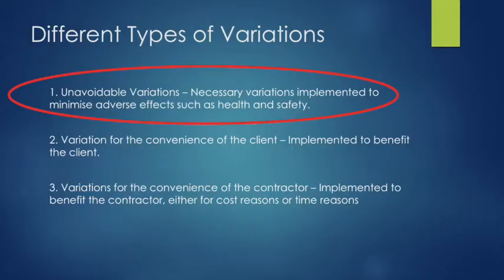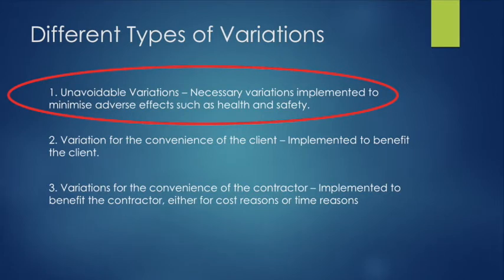Different types of variations in construction are as follows. 1. Unavoidable variations, which are necessary variations implemented to minimize adverse effects such as health and safety. 2. Variation for the convenience of the client. These are implemented to benefit the client. And lastly, 3. Variations for the convenience of the contractor, implemented to benefit the contractor, either for cost reasons or time reasons. For this particular scenario, our type of variation will be classified as an unavoidable variation, this being due to the weather and the safety hazard of having piles left open.